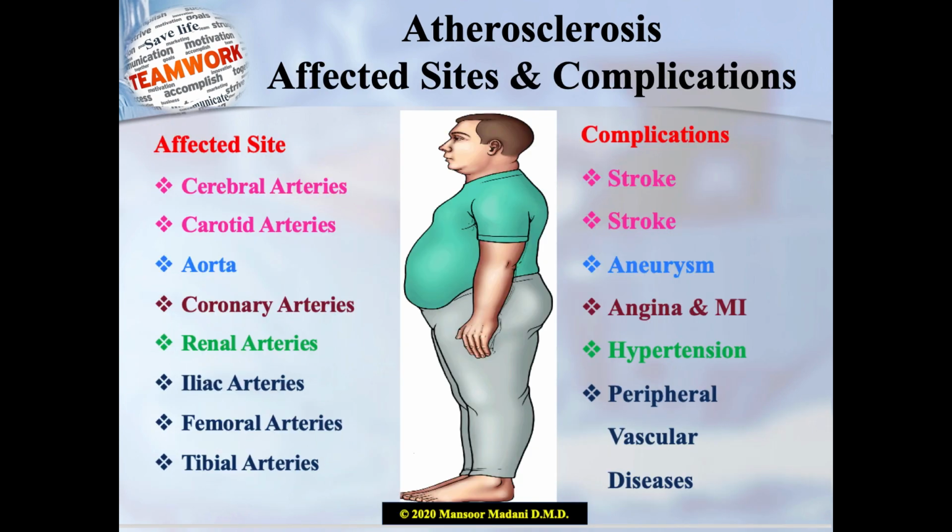Atherosclerosis, affected sites and complications. This is an interesting and important concept to understand. Atherosclerosis can cause disease in many parts of the body. For example, atherosclerosis of the cerebral artery and carotid artery can lead to stroke. Atherosclerosis of the aorta can lead to aneurysm. Atherosclerosis of the coronary arteries can cause angina or myocardial infarction. Renal artery atherosclerosis can lead to hypertension. Atherosclerosis of the iliac, femoral, and tibial arteries can lead to peripheral vascular disease.